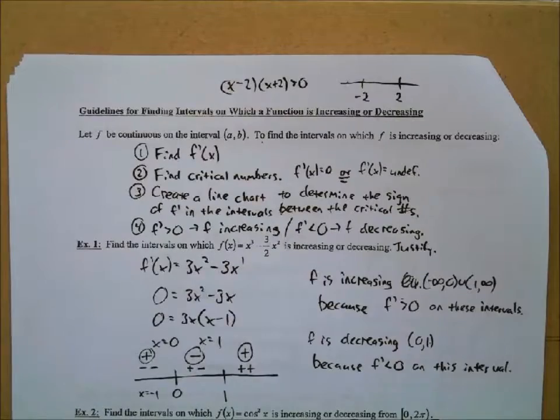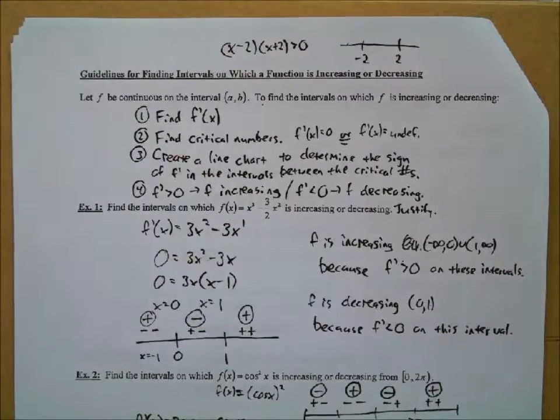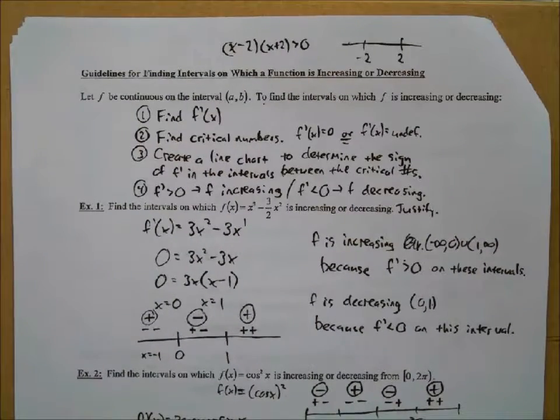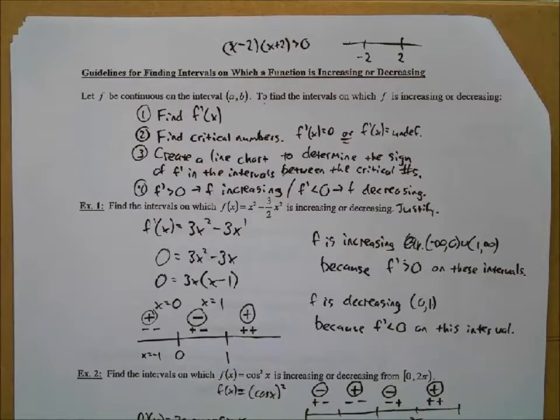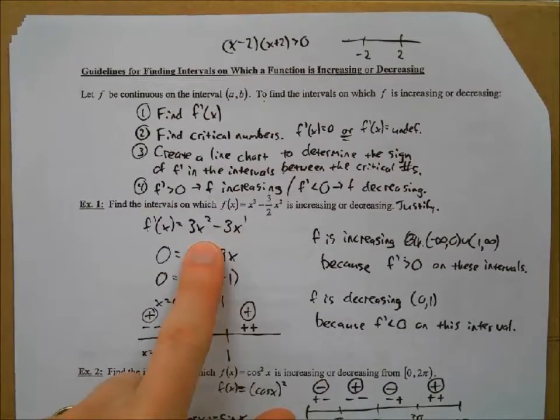So let's actually do it. Here we find the intervals on which f of x is equal to x cubed minus 3 halves x squared. What's our first step to find the intervals of increasing or decreasing? Take the derivative. So the derivative of f of x is 3x squared minus 3x.